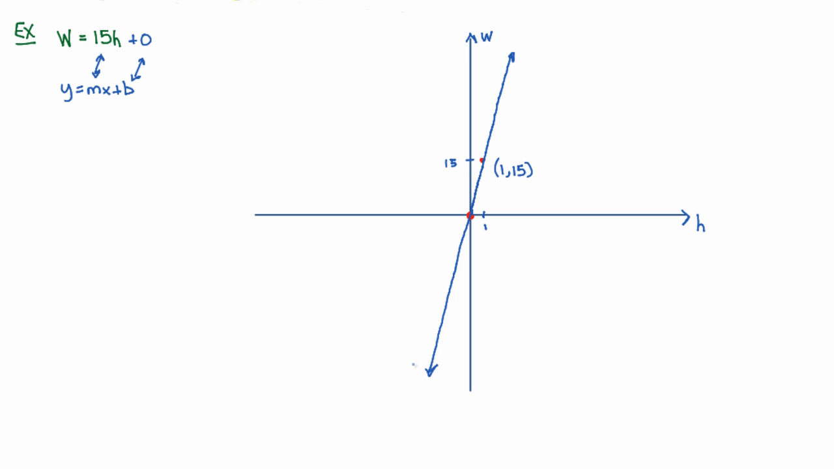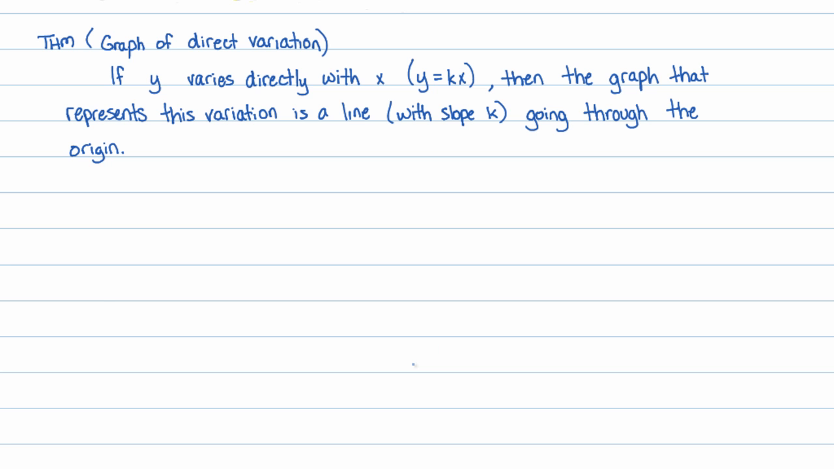And that's super important to note, that all direct variation problems, their graphs are straight lines that go through the origin. This theorem that I've just quickly written up is just for the graph of direct variation, not inverse, but direct variation, which is what this lecture is all about. If y varies directly with x, that means y equals some number times x, then the graph that represents this variation is a line having slope k going through the origin.